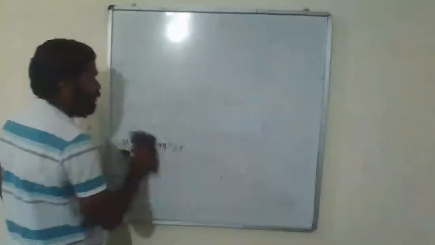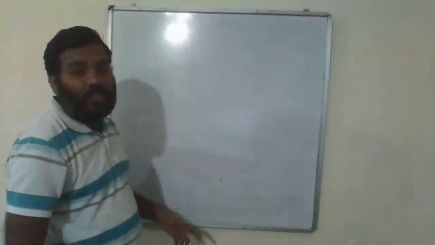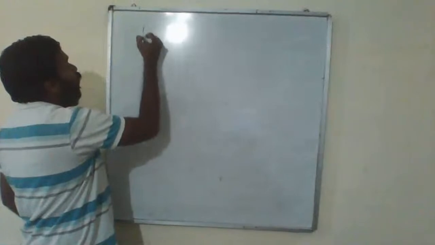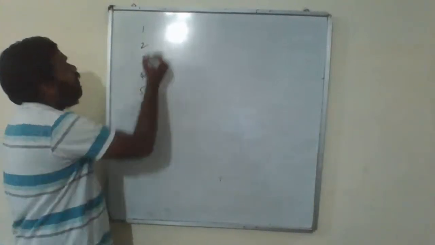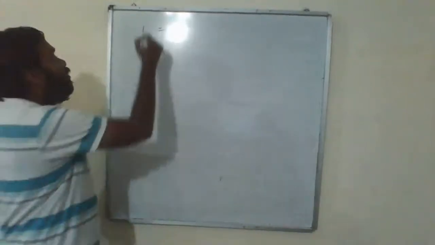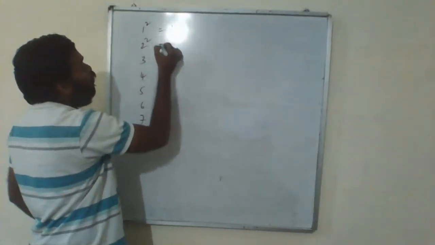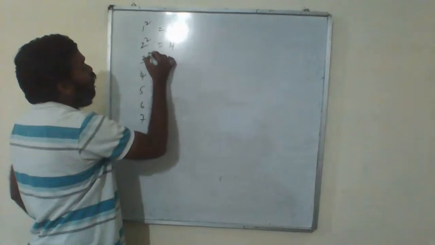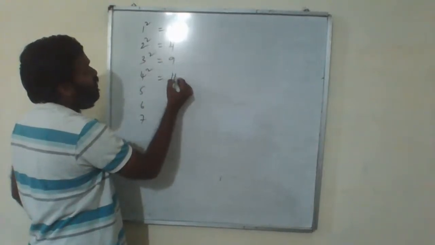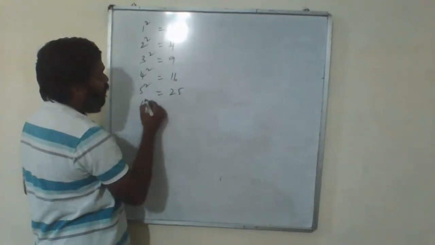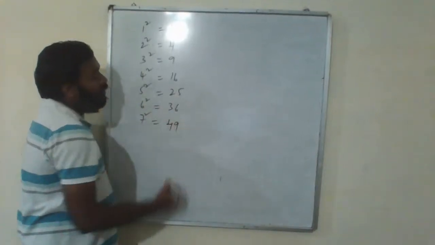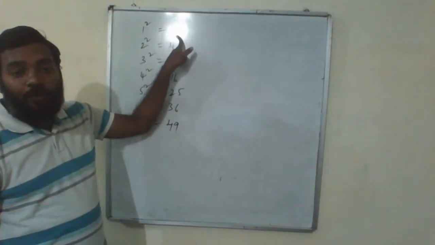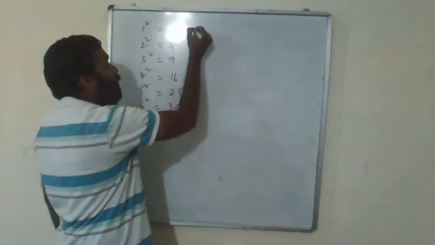Let us take some positive integers: 1, 2, 3, 4, 5, 6, 7. Square of 1 is 1. Square of 2 is 4. Square of 3 is 9. Square of 4 is 16. Square of 5 is 25. Square of 6 is 36. Square of 7 is 49. Now, the divisor should be 3.